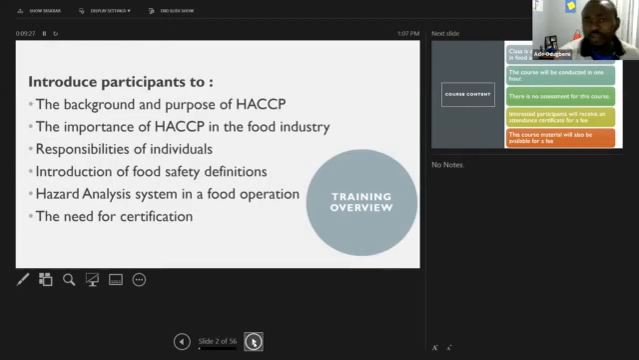So what am I trying to achieve from this class? The basic thing is to set the background and the purpose of HACCP. Why is food safety important? We're going to be talking about the responsibility of individuals. Then we'll go over the concept of food safety. What is food safety? Why is food safety important? Then what does HACCP do in a food operation? Then we'll conclude this presentation tonight with the need for certification. Why should you stand out?